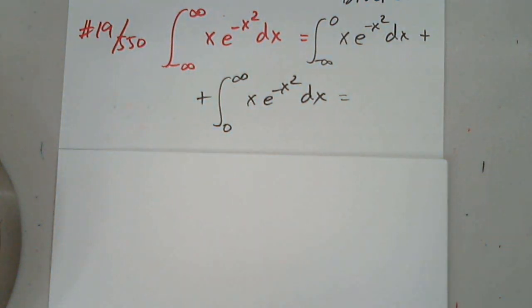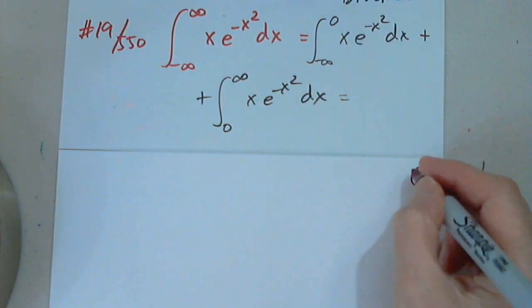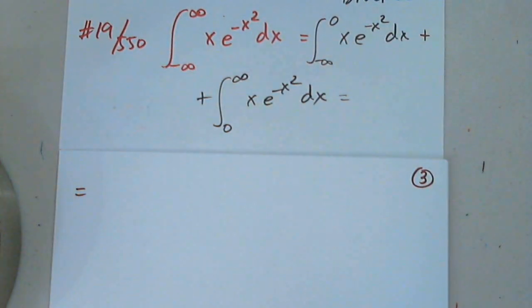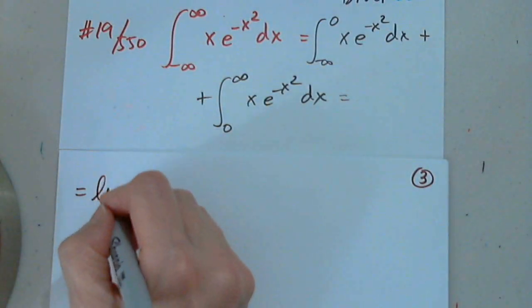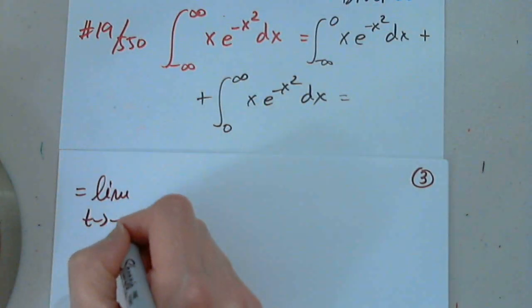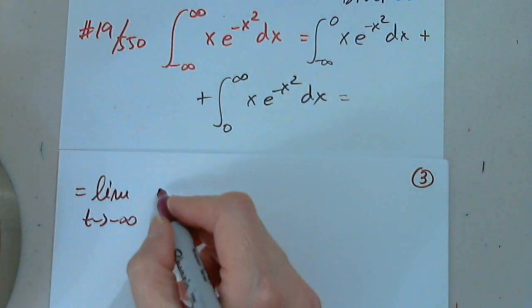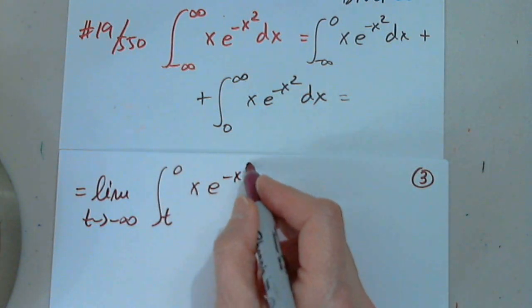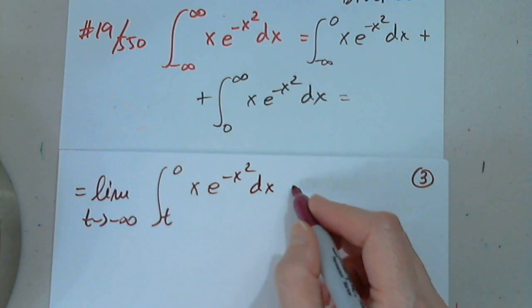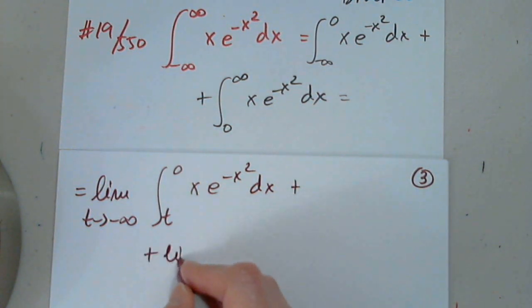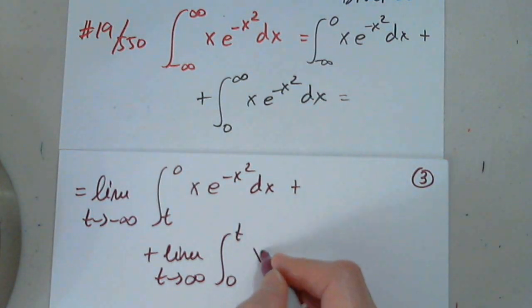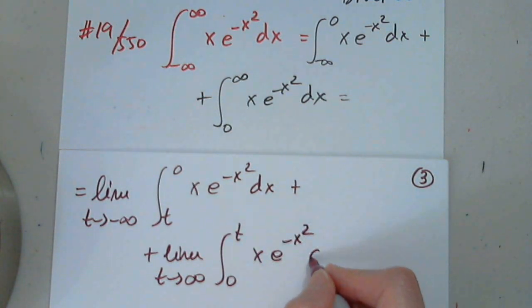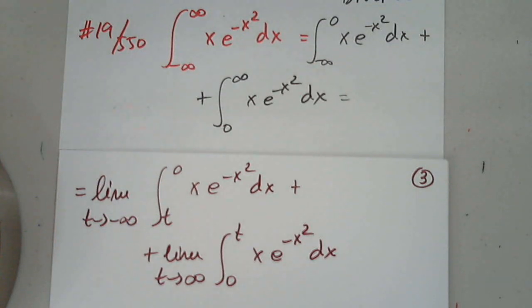Hey, this is my page 3. Yes, so the integral equals the first one: the limit as t approaches negative infinity of the integral from t to 0 of x e to the -x squared dx, plus the limit as t approaches infinity of the integral from 0 to t of x e to the -x squared dx. And let's see how we address this.